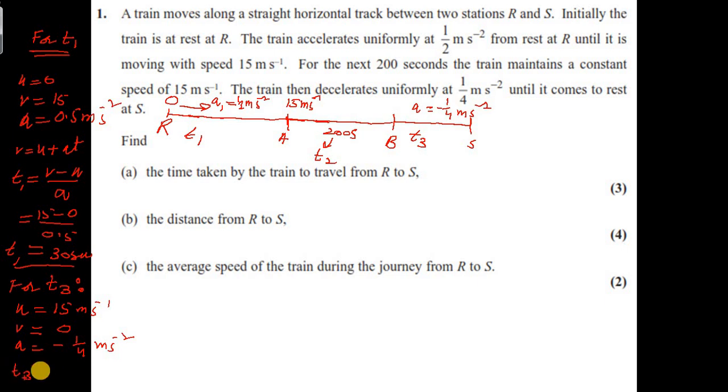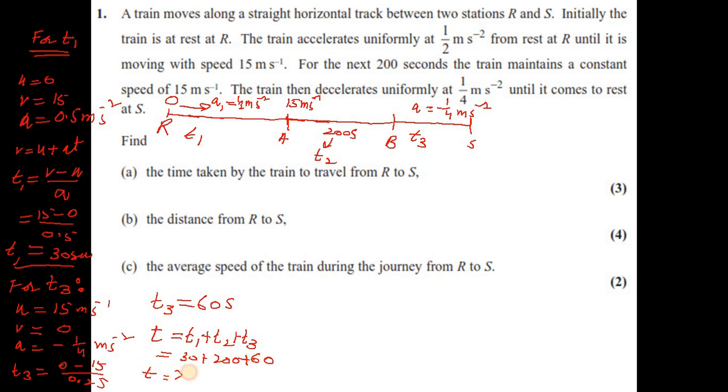That means t3 is equal to v minus u over a. That means 0 minus 15 divided by minus 0.25, or 1/4. 4 multiplied with the 15, you will get t3 is equal to 60 seconds. So the total time of journey, the total time T is t1 plus t2 plus t3. So 30 plus 200 plus 60. That means the total time is 290 seconds. This is the time to cover the distance between R to S.